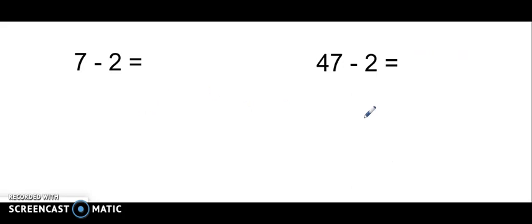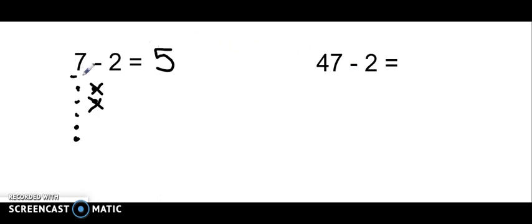So let's take a look at another problem. Here we are subtracting 7 minus 2. So if I subtract, I cross out. So I'm going to draw my first number, 4, 5, 6, 7. And I'm going to subtract 2. So I'm going to cross out 2. And we know that 7 minus 2 equals 5.